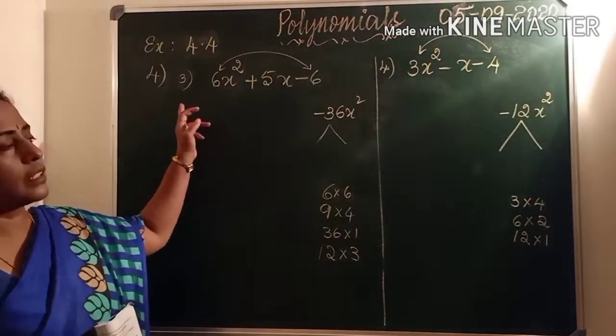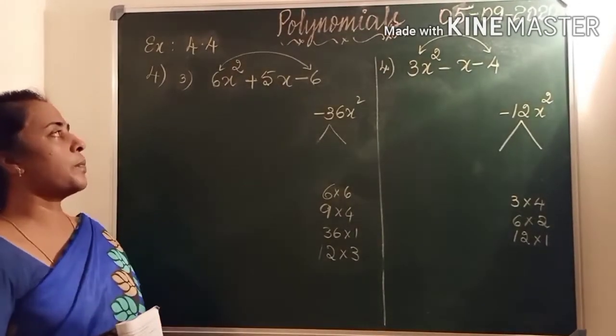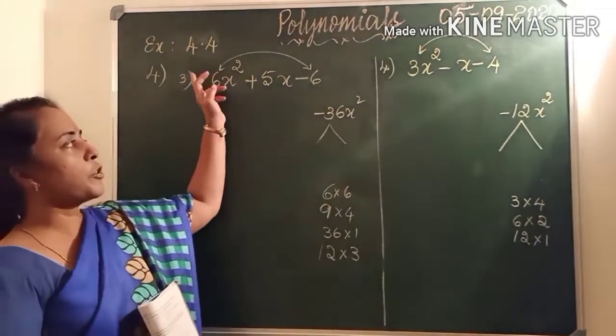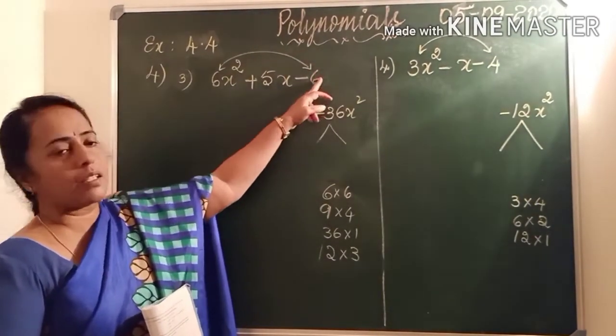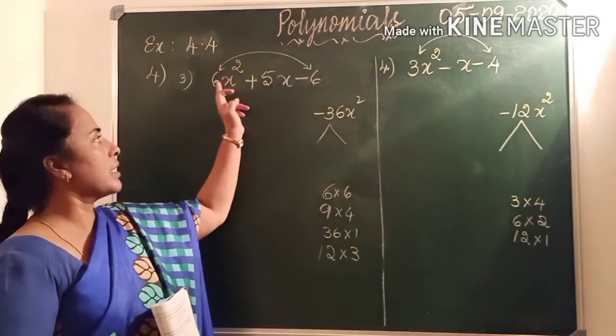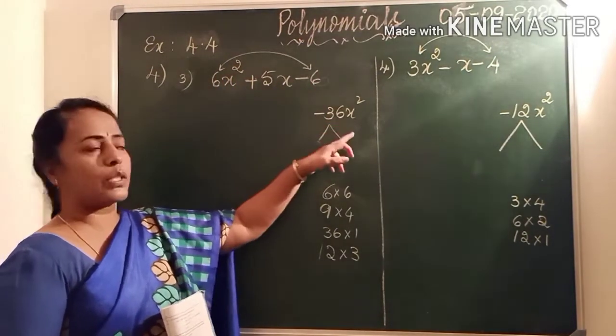So, students, the third one, 6x square plus 5x minus 6. You know the procedure. You have to multiply the first term and the last term, along with the sign. Plus into minus is minus, 6 6s are 36, so minus 36x square.